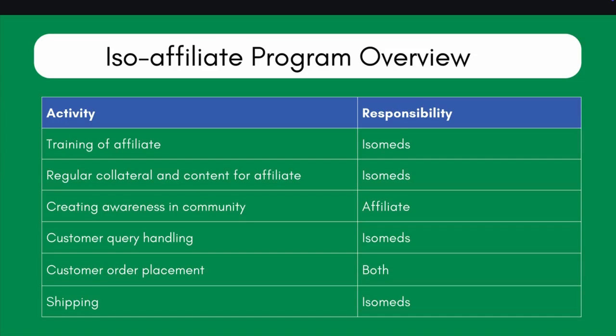Customer query handling is done by Isomed. Customer order placement can be done by both the affiliate or Isomed. The affiliate can place the order on their behalf by going to Isomed's website, or they can send the order to us on WhatsApp, and we will place the order on the customer's behalf. Shipping is Isomed's responsibility, and customer care is also Isomed's responsibility.